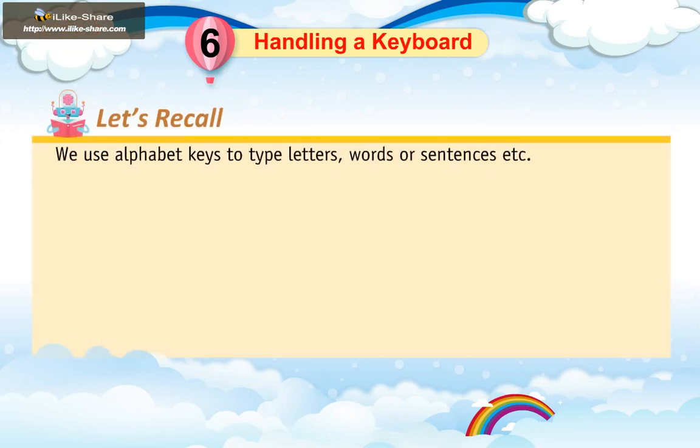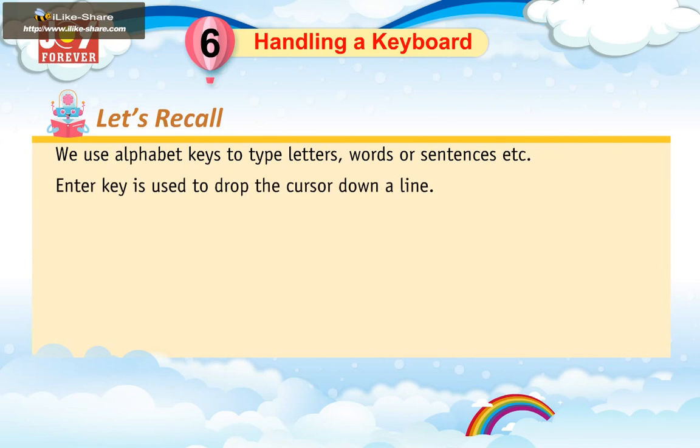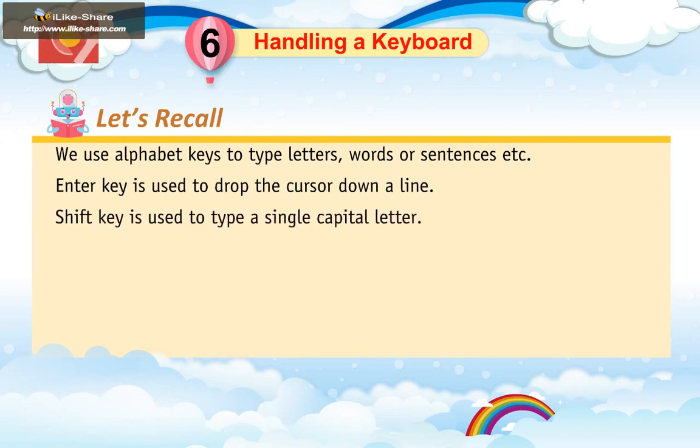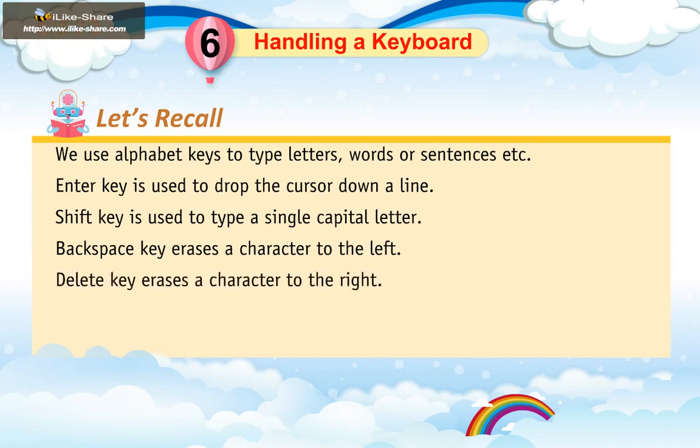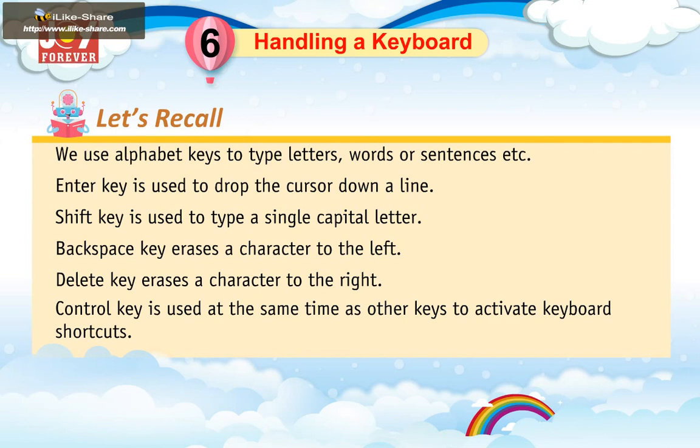Let's recall. We use alphabet keys to type letters, words, or sentences, etc. Enter key is used to drop the cursor down a line. Shift key is used to type a single capital letter. Backspace key erases a character to the left. Delete key erases a character to the right.